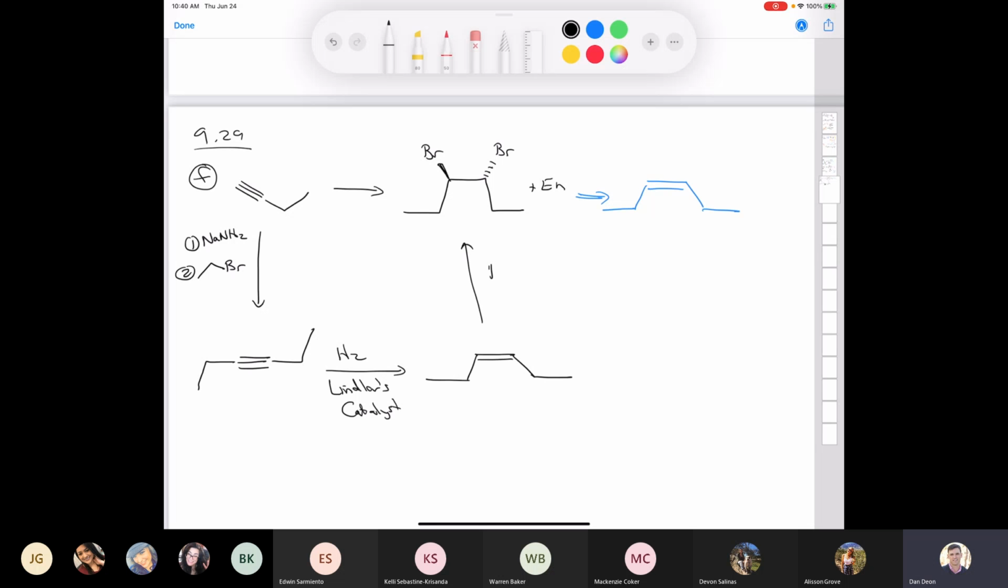And then we treat that with bromine and we do anti-addition, but this time you do end up with a chiral compound that can have an enantiomer. So carbon tetrachloride, just like that.